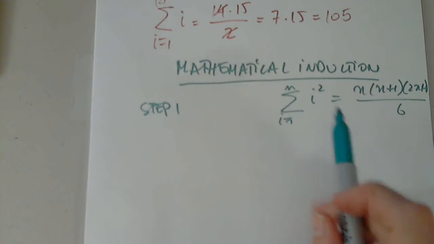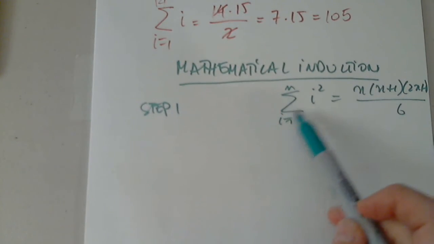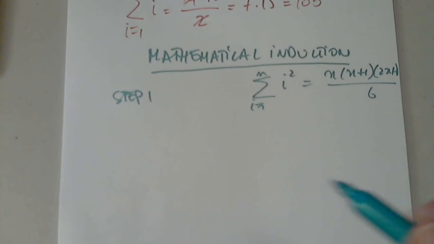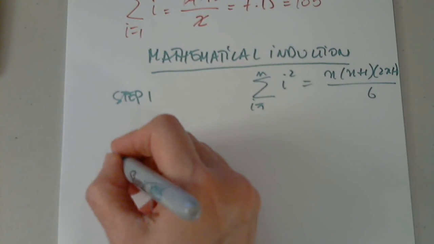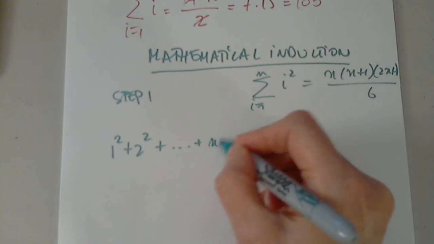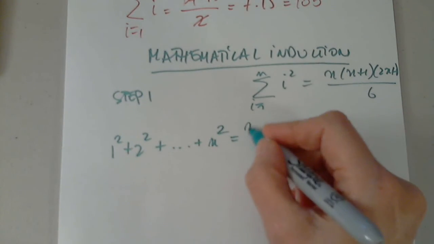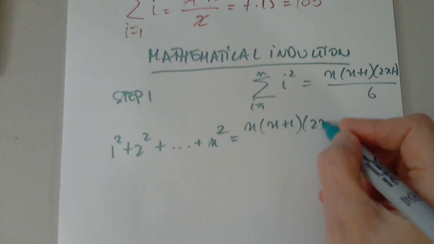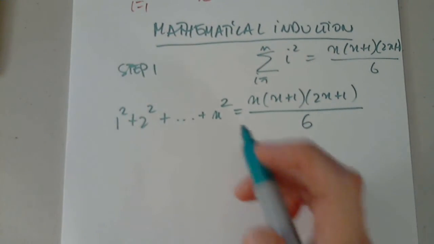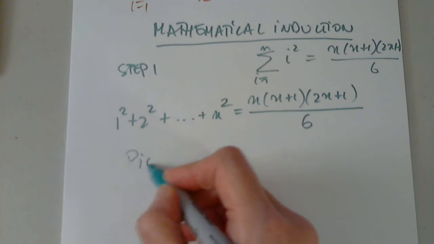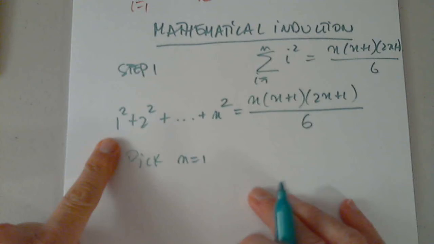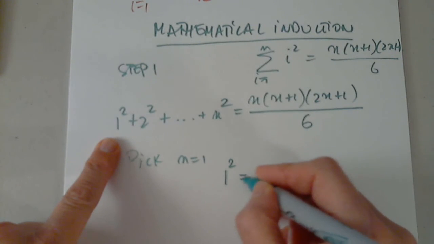Basically, I'm not going to use this notation in order to explain how we prove this. So I'm going to use 1 squared plus 2 squared plus dot, dot, dot, plus n squared equals n(n plus 1)(2n plus 1) divided by 6. Okay. In step 1, we pick, let's say, n equals 1. For n equals 1, I have 1 squared.